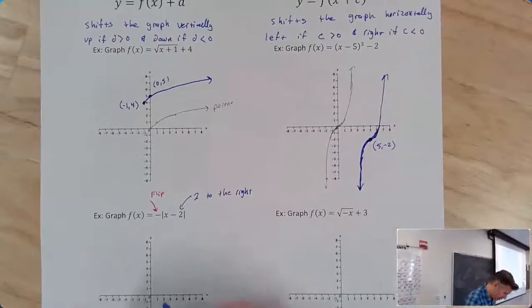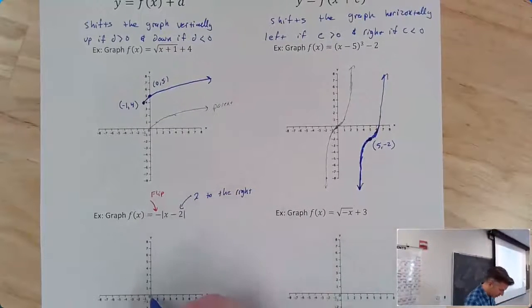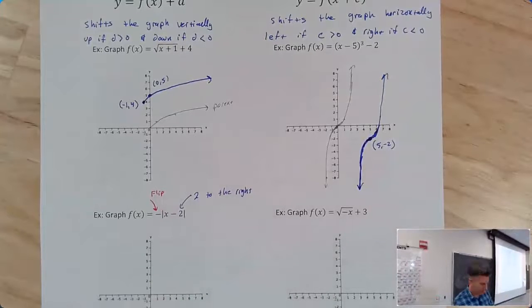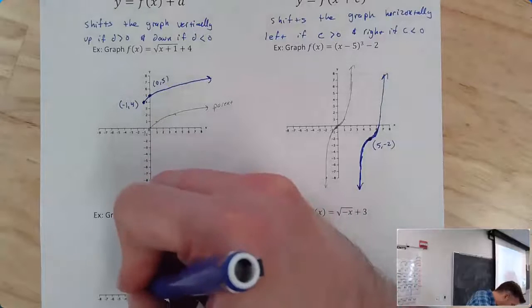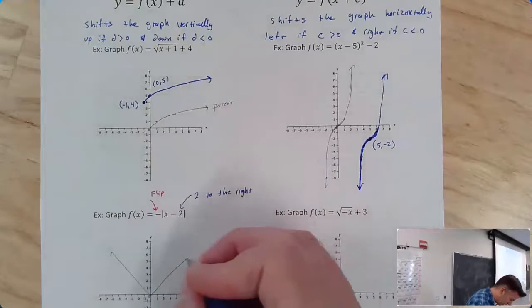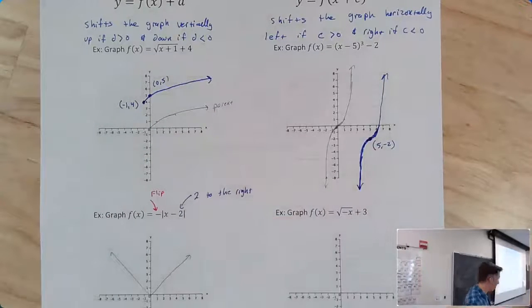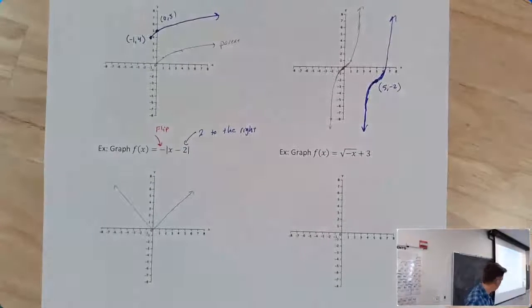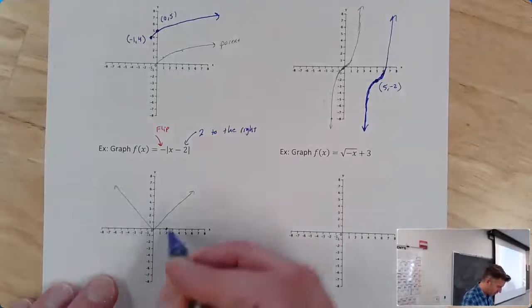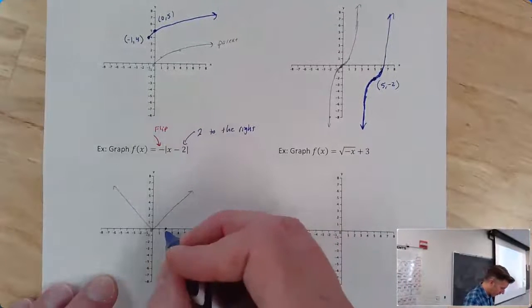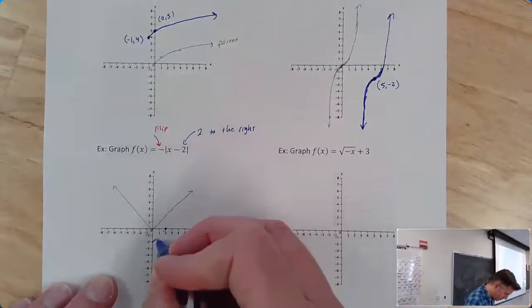So we're going to go 2 to the right. So we're going to end up not at 0, 0, but I guess I could start with my parent graph. Okay, here's my parent graph. You don't have to draw the parent graph. I kind of like to, just to see where things are, but you probably don't want to draw the parent graph generally if you don't need to. So we're going 2 to the right, and then instead of doing an upward V, we're going to flip it over and do a downward V.